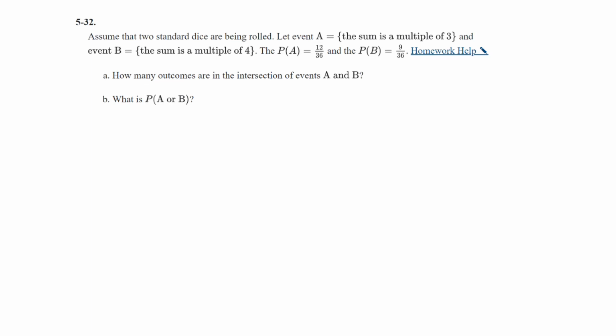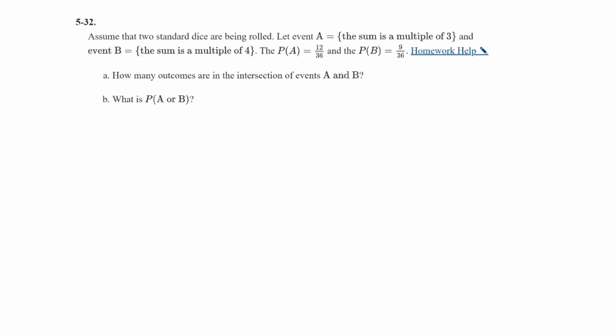Question 32. Assume that 2 standard dice are being rolled. Event A is the sum is a multiple of 3, and event B is the sum is a multiple of 4. The probability of event A is 12 out of 36, and the probability of event B is 9 out of 36. Question A, how many outcomes are there in the intersection of events A and B?